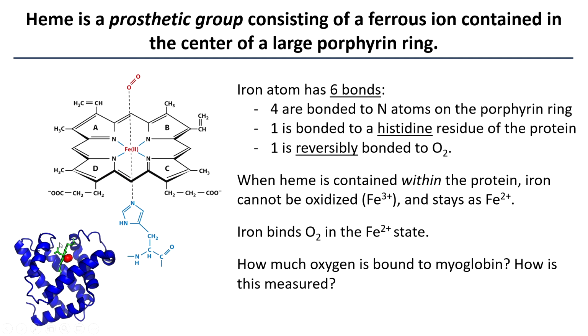When heme is contained within the protein, buried towards the center of the protein, iron cannot be oxidized and it stays as free iron. Iron only binds oxygen in the Fe2+ state. So when oxygen becomes bound to it, it cannot bind any other further molecules. And so how much oxygen is bound to myoglobin? A single molecule of oxygen, O2, is bound to a single myoglobin protein.